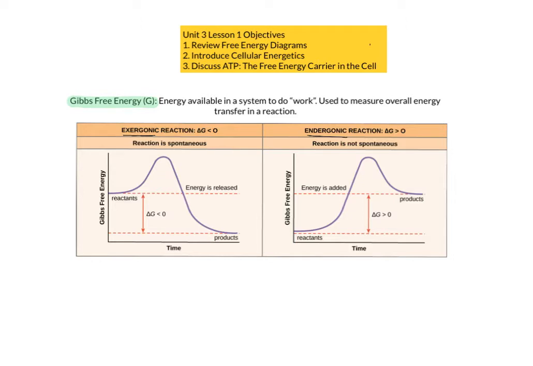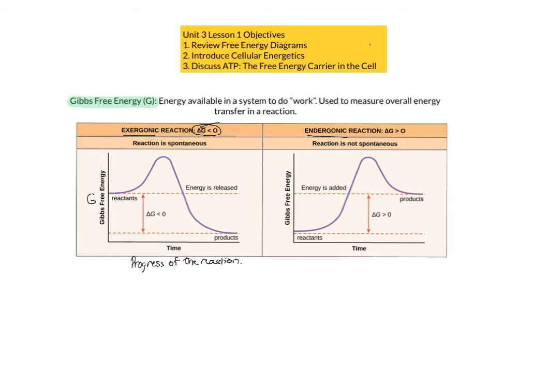So exergonic is defined as a reaction in which the delta G, which delta just refers to the change in free energy, is less than 0, meaning that free energy is released into the surrounding environment. Now, when we look at these reaction diagrams, it's typically drawn with Gibbs free energy on the y-axis and time on the x. And time is just referring to the overall progress of the reaction.